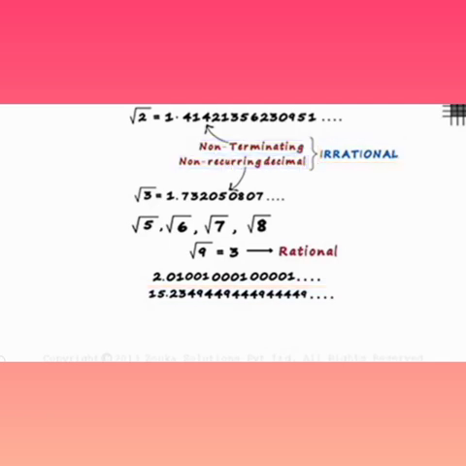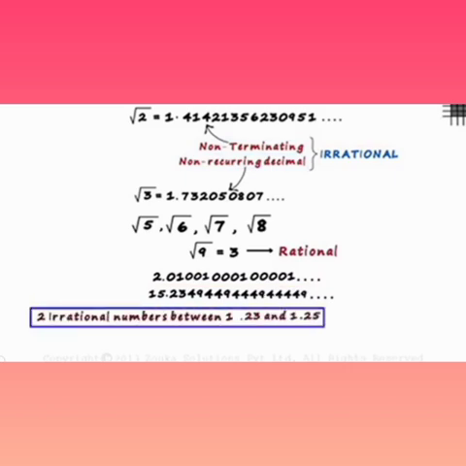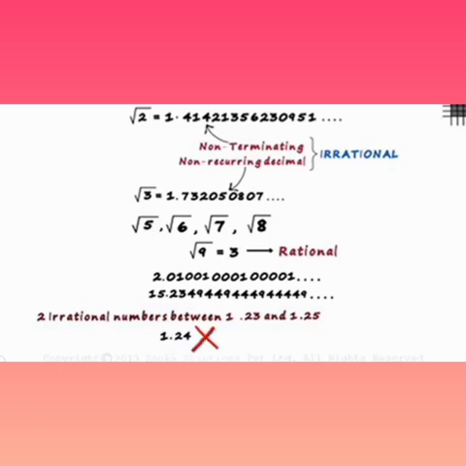Where does this concept help us? Say you're asked to find 2 irrational numbers between 1.23 and 1.25. Remember, 1.24 is incorrect as it's terminating. We need a non-terminating, non-recurring decimal. Yes, but we know that 1.24 is between these 2 numbers. After 1.24, we can start writing 01, 001, 0001 and so on. That's one irrational number between these 2 numbers.